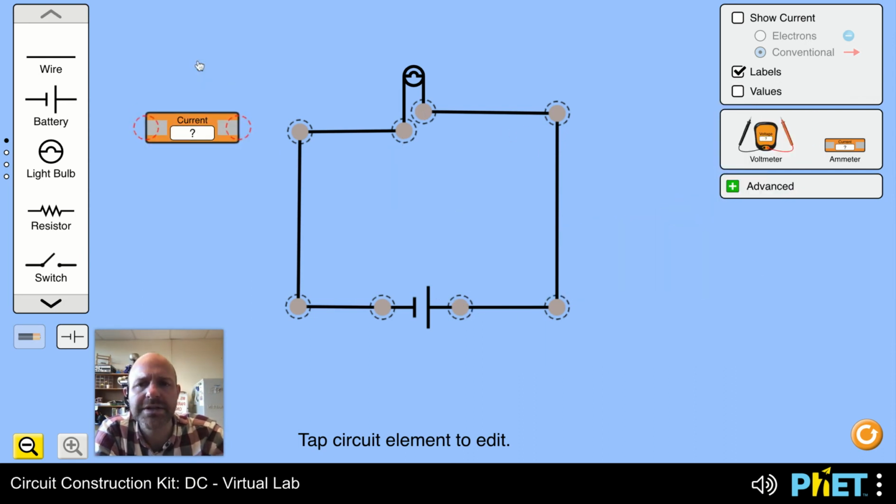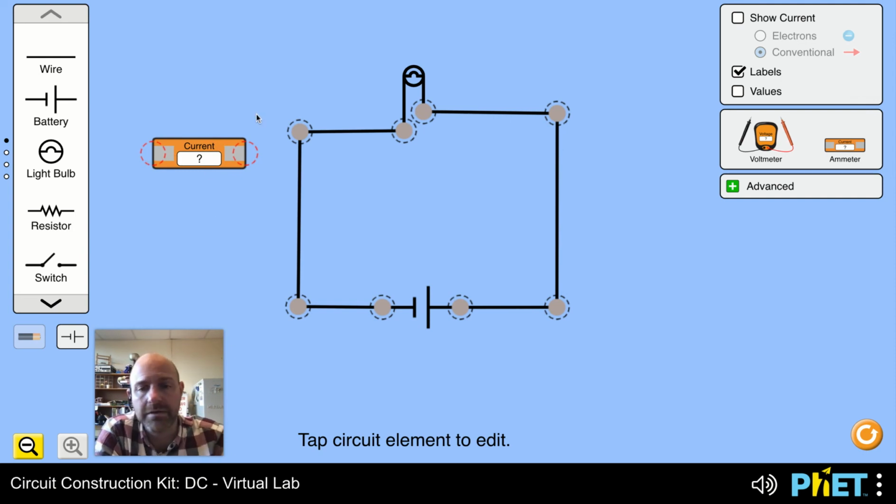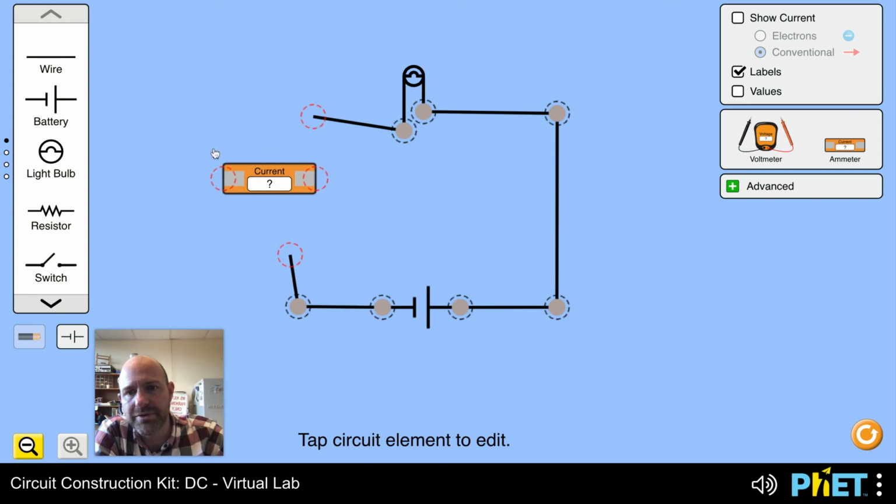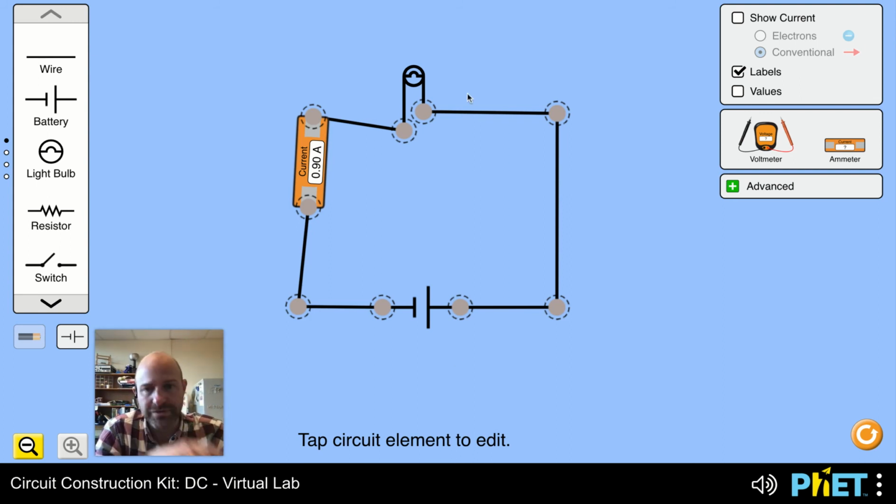The current meter is different. Current is measured as a flow of electrons through something, or a flow of charge. So in order to use a current meter, we actually need to break our circuit. And so I'm going to put this current meter right here and wire it into my circuit. And now it will measure the current flowing through it.